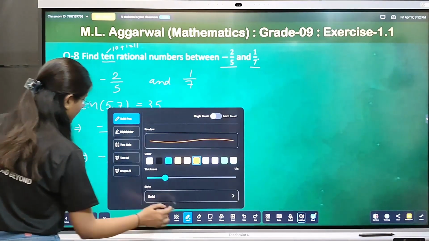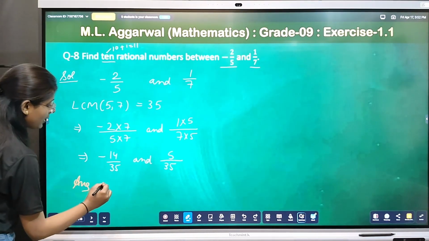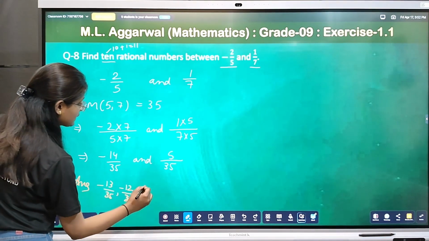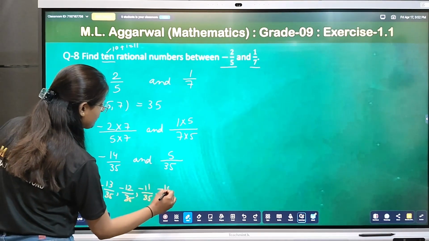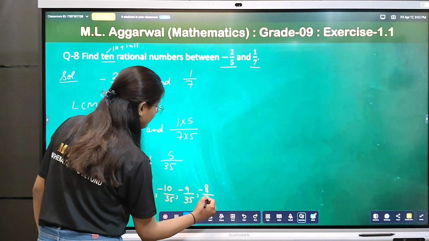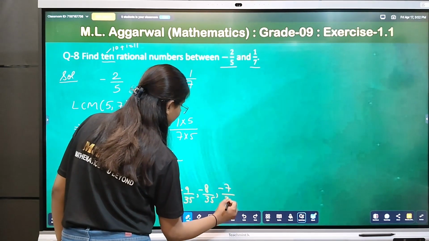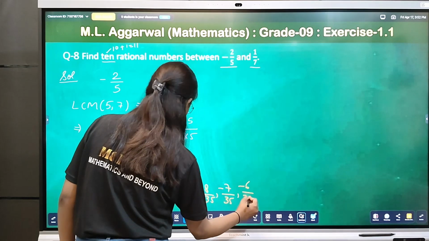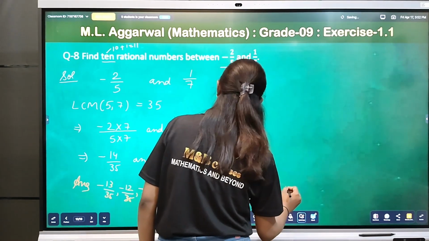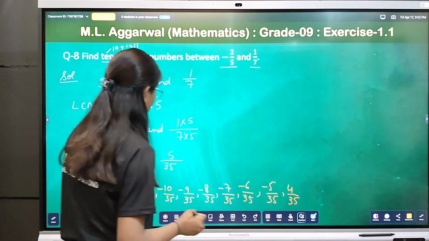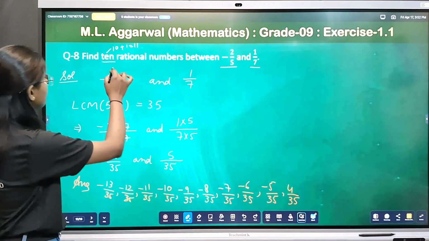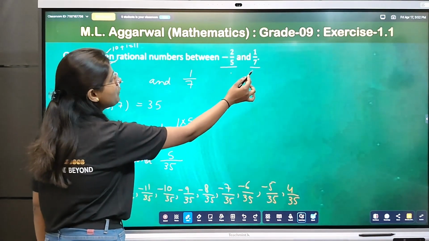It would be minus 13 upon 35, minus 12 upon 35, minus 11 upon 35, minus 10 upon 35, minus 9 upon 35, minus 8 upon 35, minus 7 upon 35, minus 6 upon 35, minus 5 upon 35, and you can take like 4 upon 35. Up to 5 upon 35, you have to take from there 1, 2, 3, 4, 5, 6, 7, 8, 9, 10. 10 rational numbers between minus 2 by 5 and 1 upon 7.